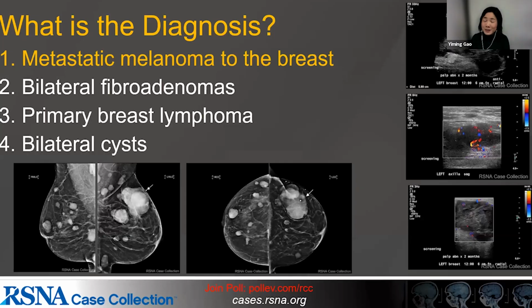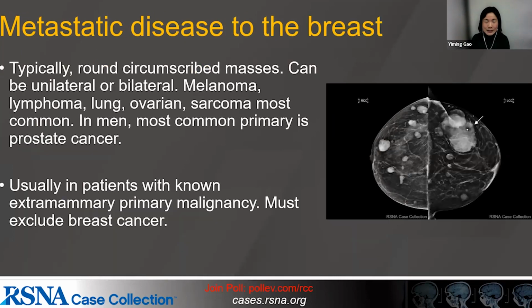So the final diagnosis is metastatic melanoma to the breast, and we can move on to the next slide. So metastatic disease to the breast typically manifests as round circumscribed masses, and they can be unilateral, but they can also be multiple bilateral, in which case it's a rare malignant mimicker of the typically benign multiple bilateral circumscribed masses that we talk about on mammography, typically cysts or fibroadenomas.